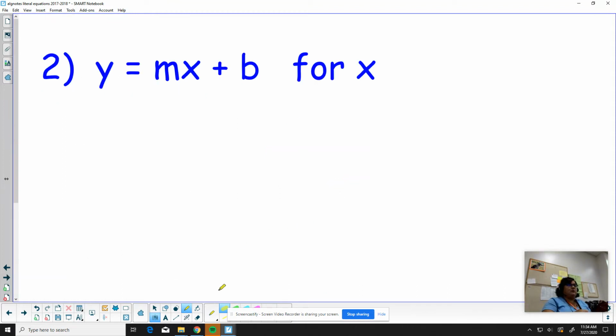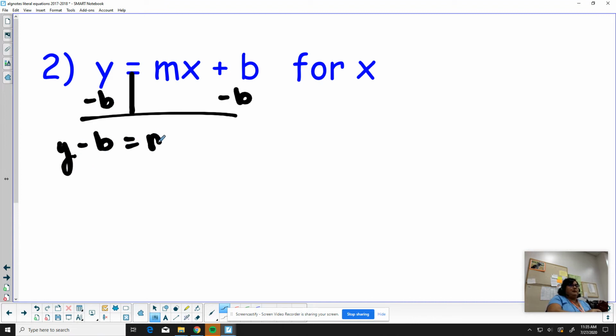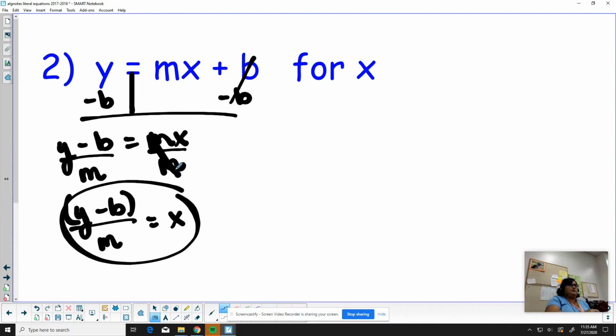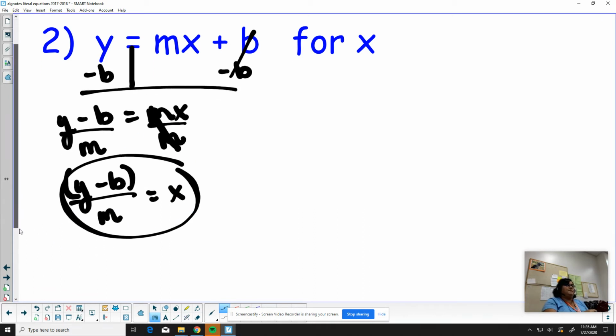Okay, so this is slope-intercept form. Hopefully that looks familiar to you from last year, but we want to solve for x, and x is right here. So in order to move things away from x, the first thing I'm going to do is subtract b. So this is y minus b equals mx because those canceled. And then since I'm solving for x, I'm dividing by m. So my answer is y minus b, that quantity, all over m. That's my answer because the m's canceled in the second step.